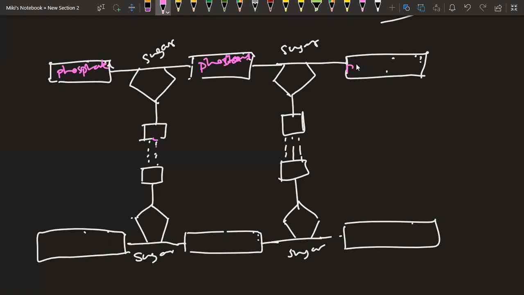Here we have phosphate, phosphate, phosphate. And how could you recall, or identify, which one is thymine, which one is adenine, which one is guanine, which one is cytosine?